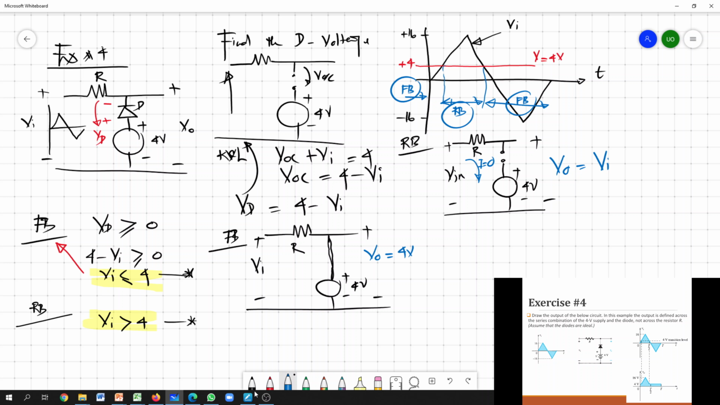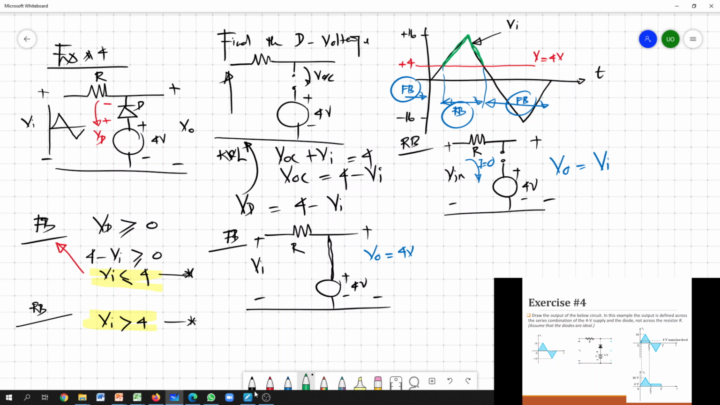You just connect your voltmeter across this 4 volt DC source, so the output would be 4 all the time. Then we'll try to draw the output on top of this input. So we know this is the input voltage. If the input is greater than 4 volt, the diode gets reverse biased, and during this reverse bias region your output should be Vi. So this basically aligns with the input voltage.